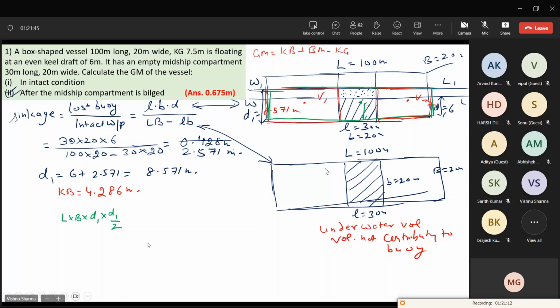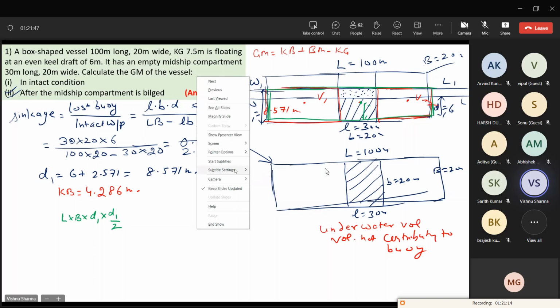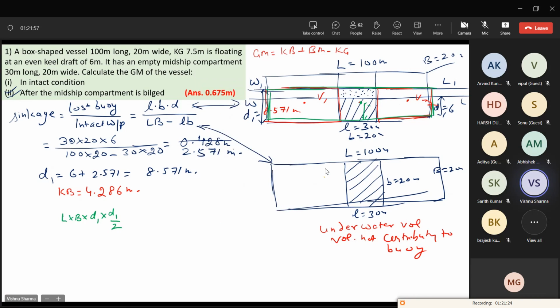Okay, now pay attention to another one and try to answer. From this underwater volume, look at the diagram, what represents the volume that does not contribute to buoyancy? Look at the diagram and tell me in the notational form. Small l into small b into D1. Does everybody agree? Sir, LBD, sir, not D1.